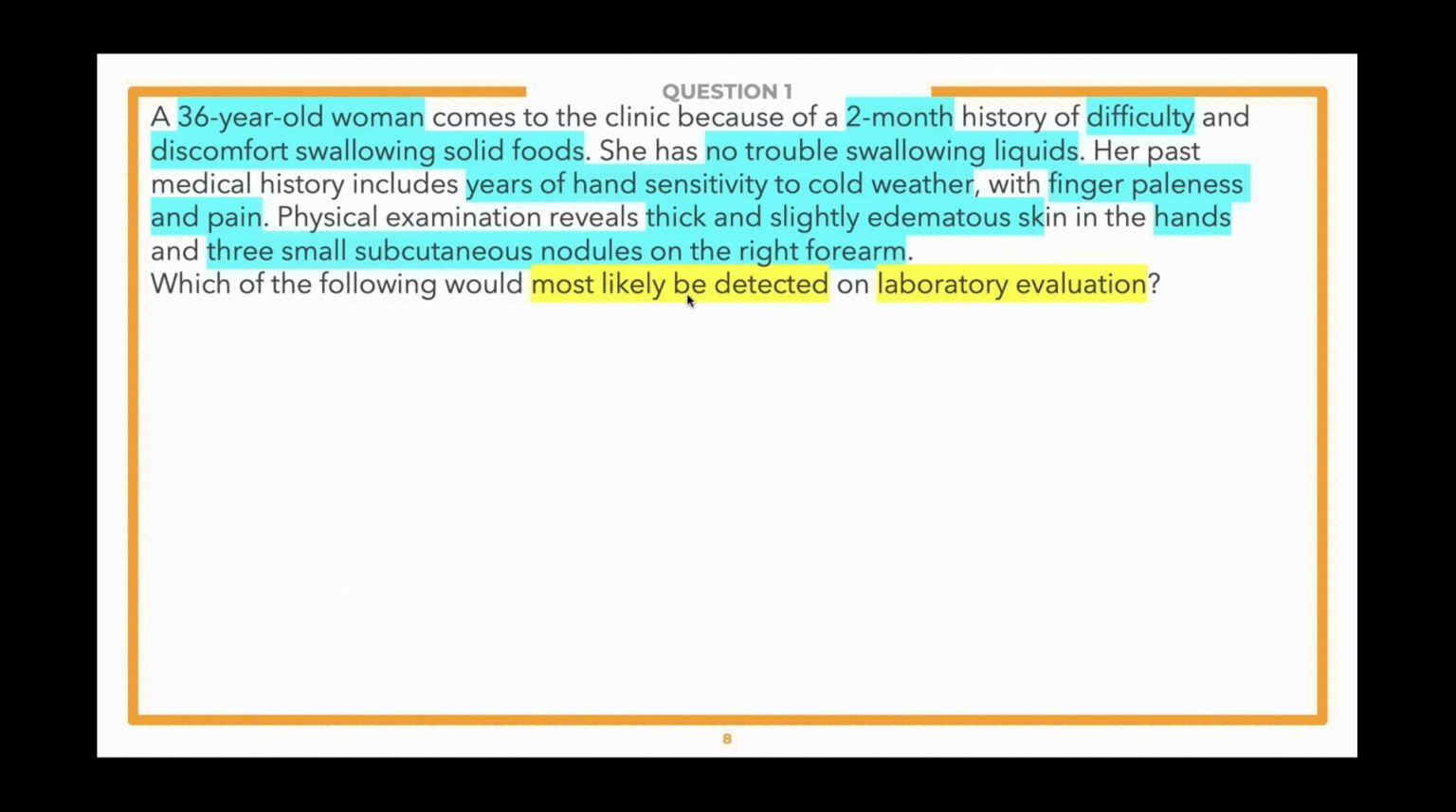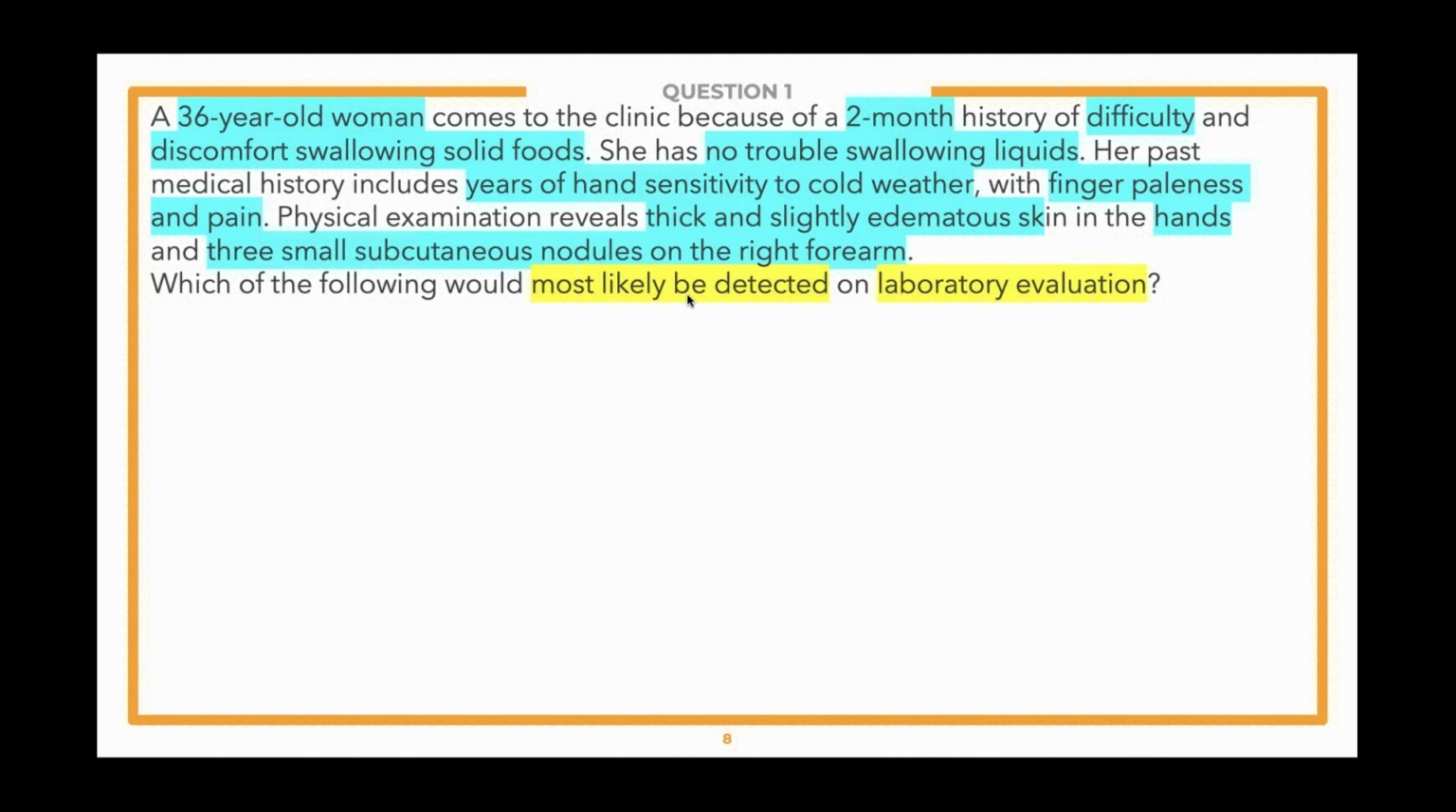Now, a lot of times they'll also tell you how long it's been going on for. Is it more of an acute issue, like a couple days, or more of a chronic issue, like a few months? Here we're told it's 2 months. You want to make note of that. Then they obviously tell us some more important clues about solids versus liquids, and some other information as it relates to the hands and the fingers. You want to make note of any abnormal physical exam findings and even some pertinent negatives, things that are normal but could still be important to answering the question. Now, in this question, they're asking what is most likely to be detected on laboratory evaluation.